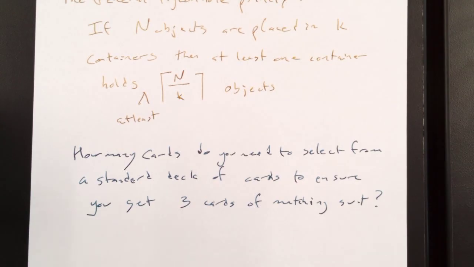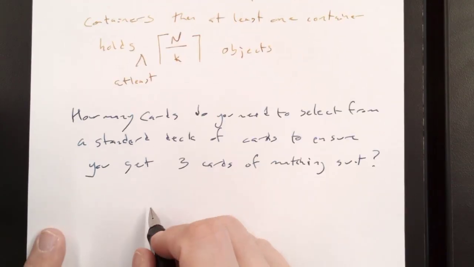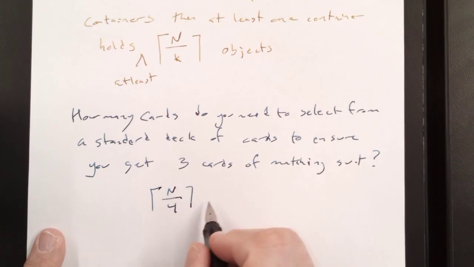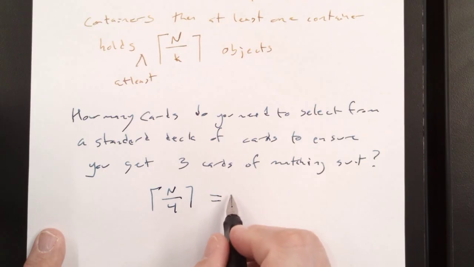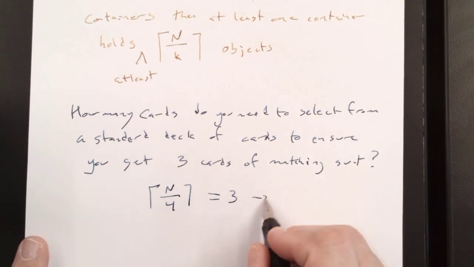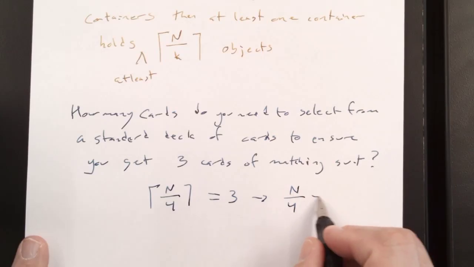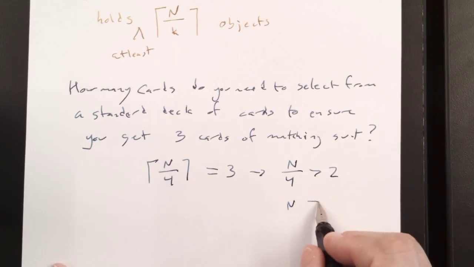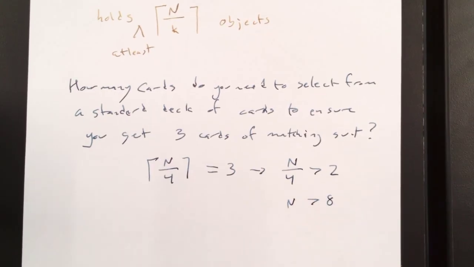I want the number of cards I take, sorted into 4 categories, to be equal to 3. Which means I want n over 4 to be bigger than 2. And that means that n must be bigger than 8. We've got to start with at least 9 cards.